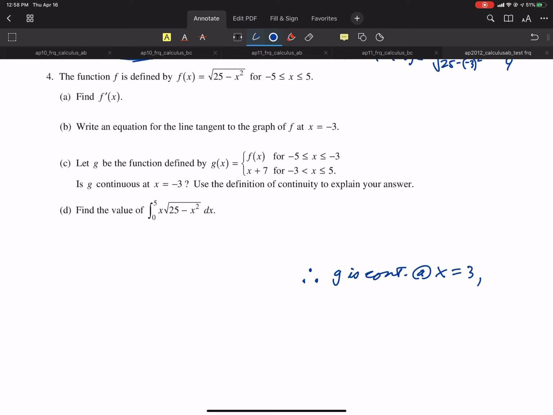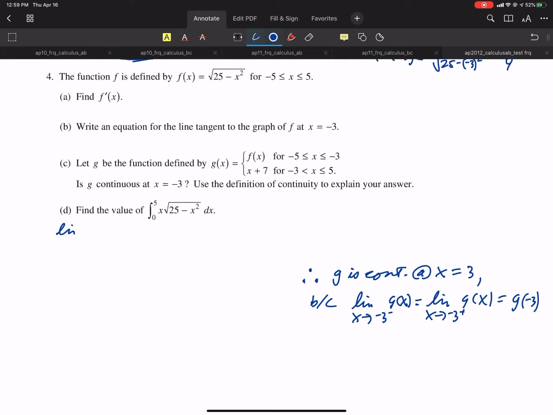And here is what we want to get to, because here's the reason it is continuous. The limit as x approaches -3 from the left of G is the same as the limit as x approaches -3 from the right of G, which is also equal to the value of G at -3. So we're going to do the work to find these limits and the value of G at these points. So let's do this.